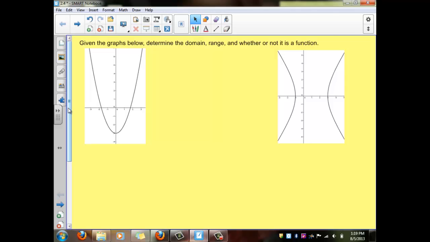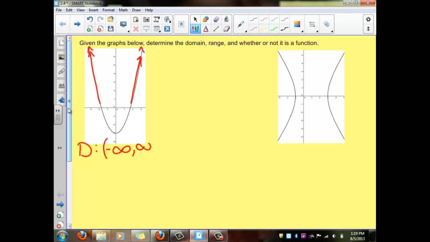So for this first one, remember domain is our x axis, and notice this graph just keeps going on our left and right. It keeps going out this way, and it keeps going out this way. So our x can be any real number. So from -infinity to +infinity. Now our range is our y values. And so notice for our range, this is the lowest we go, but then every y value up from here gets hit. So our low point is going to be -3, but we go up to infinity.